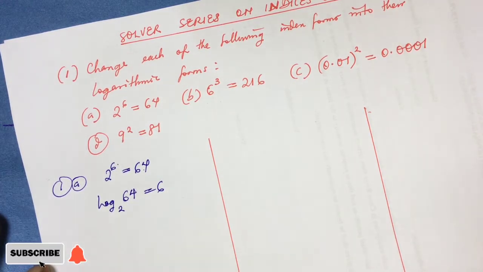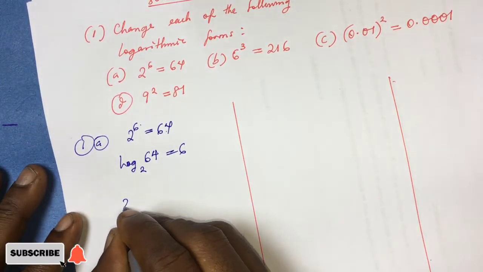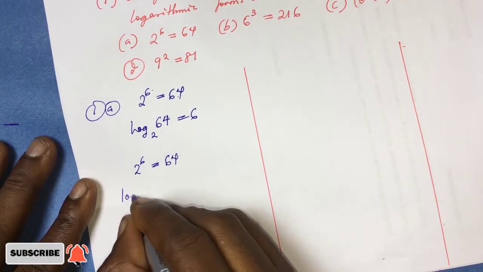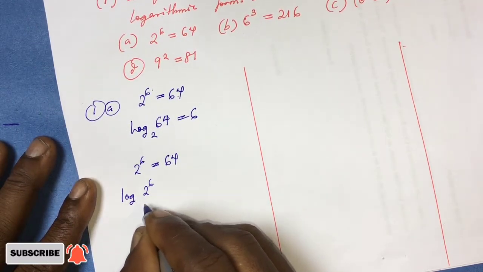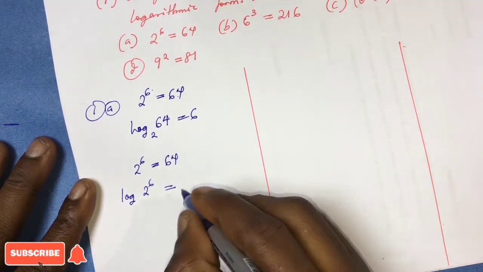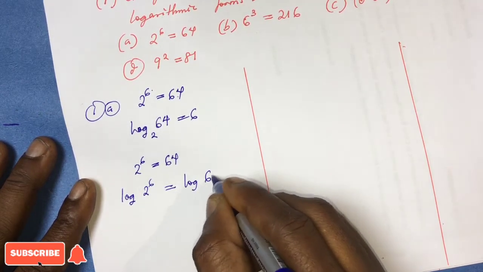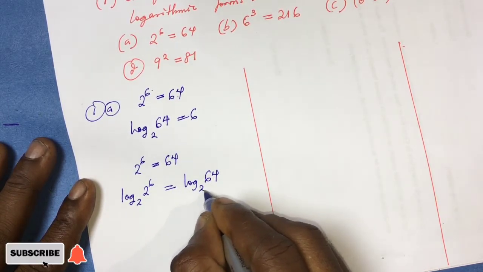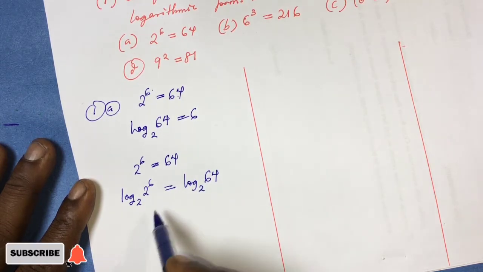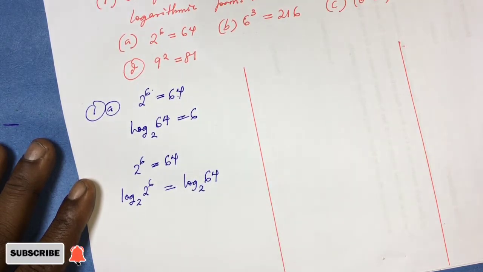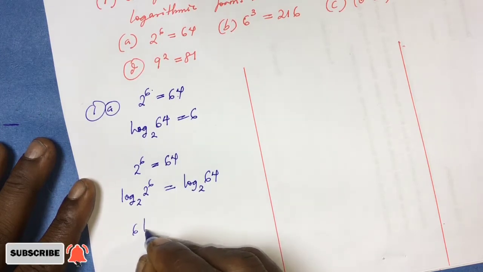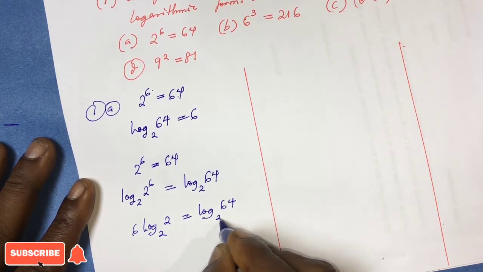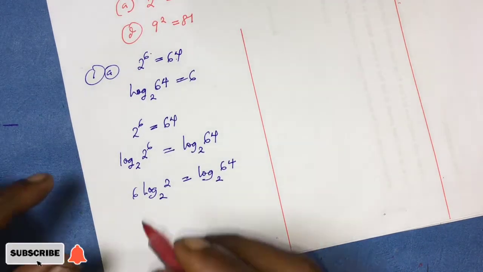Okay, now if you don't want to go that way, then another way would be to take the logarithm of both sides. If you take the logarithm of 2 raised to the power 6, it will mean taking the logarithm of 64. Now that can only be done in base 2. So if you take the logarithm of 2 raised to the power 6 in base 2 and the logarithm of 64 in base 2, you end up having 6 log 2 equals log 64 base 2. Now this would imply what?